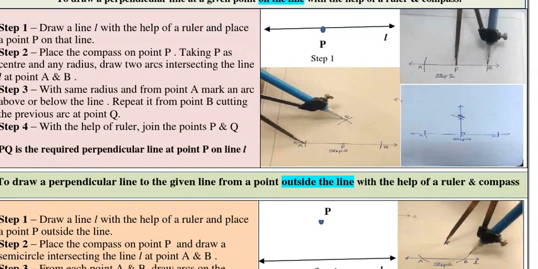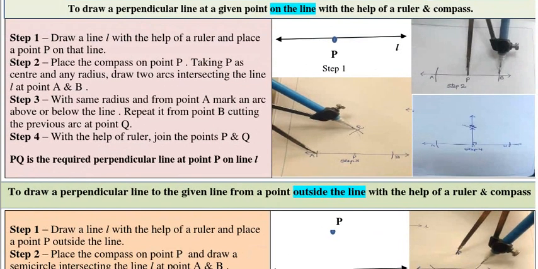Now to draw a perpendicular line at a given point on the line with the help of a ruler and a compass. The first step is to draw the line and place the point P on that line. You can see that in step 1. Then the second step is to place your compass on this point P, or if it is A, B, C, D, anywhere on the line you have to place it there, and taking P as center and any radius, draw two arcs intersecting the line L at points A and B. So for points A and B we have to draw two arcs like these with the help of our compass.